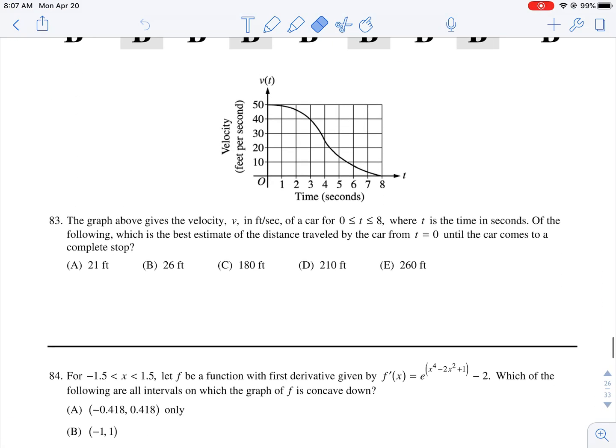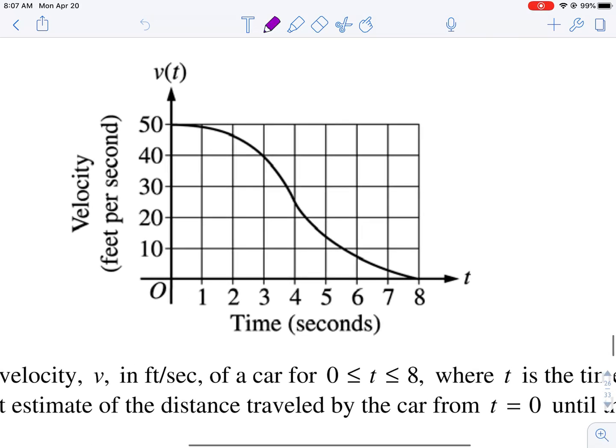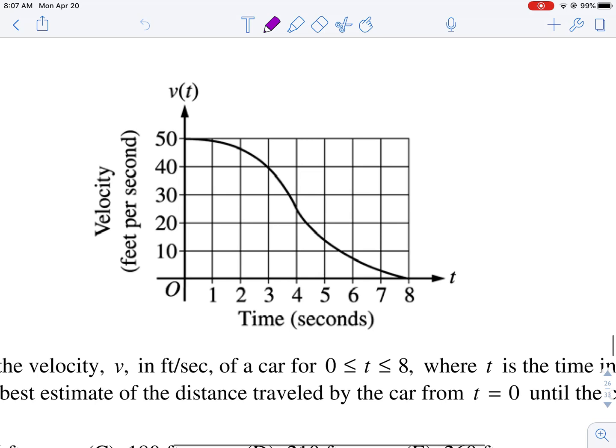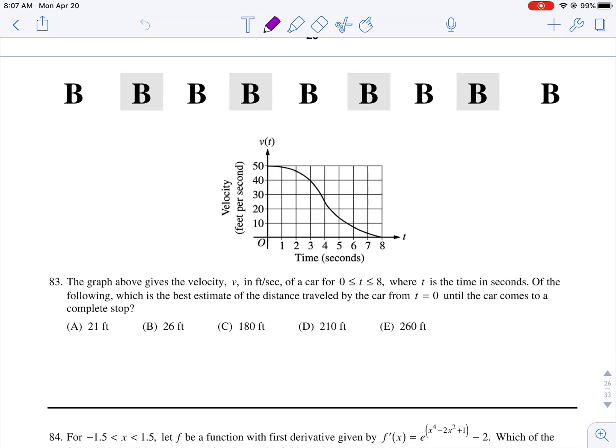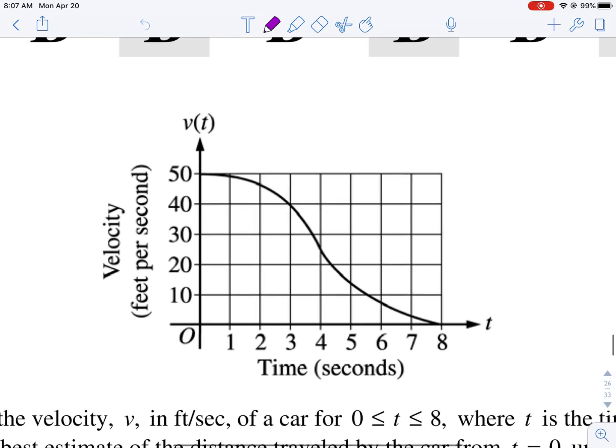83. So this one gives us velocity, and it wants to know the distance traveled. This one's a little bit strange because it's the only problem I've ever seen like this, but distance traveled is area under the curve, and they've cut it into squares for us, or really they're rectangles, because they do have different dimensions even though they look like squares. And it says, which is the best estimate of the distance traveled? So we really just have to add these up.